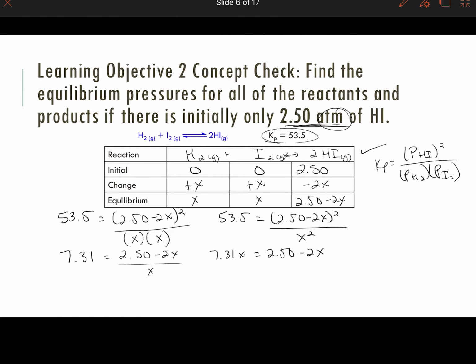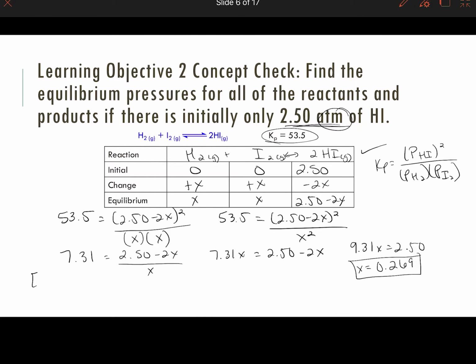Then we're going to combine our x's. So we get 9.31x is equal to 2.50. And then we're going to divide both sides by 9.31, and we get x is equal to 0.269. That will then go into x for each of these.